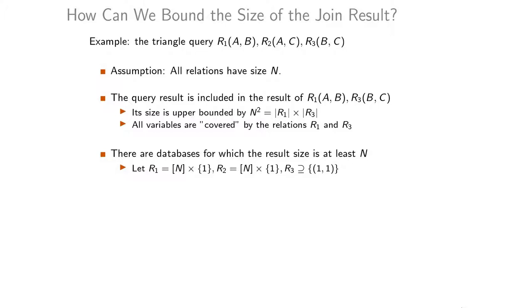Well, one lower bound I could come up with is this. I take A to be 1 to n, B to be just the value 1, and the C's can be here also 1. In fact, R3 can be anything that contains at least the tuple 1, 1, so that I can join with B equals 1 and C equals 1 from the other relations. Then, if you look at this, you get a linear lower bound, n.